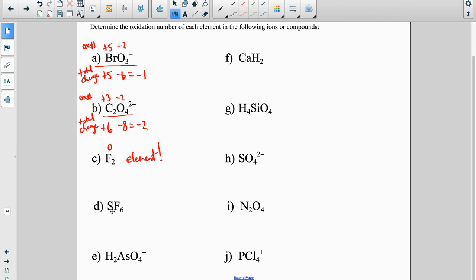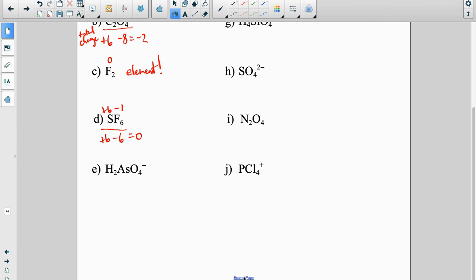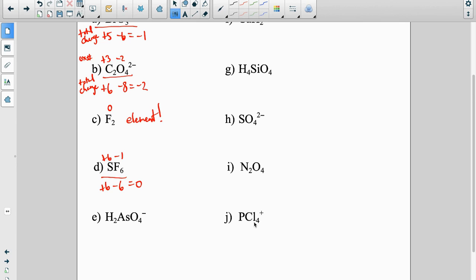Okay, letter D, we've got SF6. We can apply rule number 3. Fluorine always has an oxidation number of -1. So then -1 times 6 fluorines gives us -6. This is a neutral compound, so the sum of the oxidation numbers has to add up to 0. That means we need a positive charge of +6, and so the sulfur's oxidation state is +6. By the way, I'll use the terms oxidation number and oxidation state interchangeably.